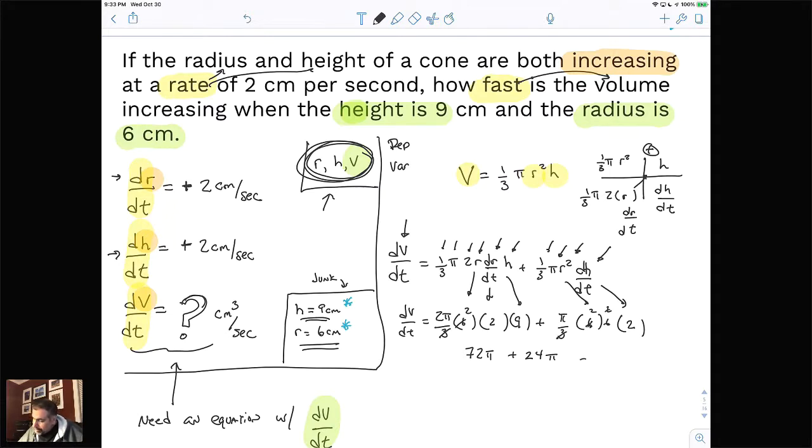And when we add that together, we're going to end up with 96 pi. And now the only thing you have to do is remember to put the units in. We predicted the units to be centimeters cubed per second. That's what they're going to be. So final answer, our dV over dt equals 96 pi centimeters cubed per second.